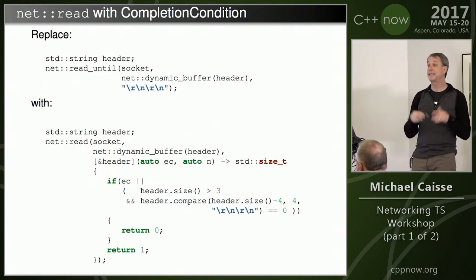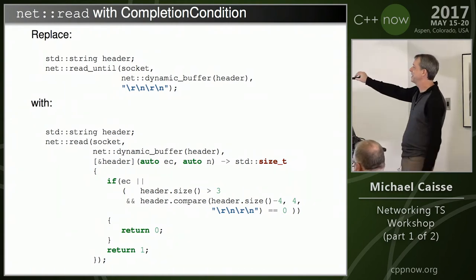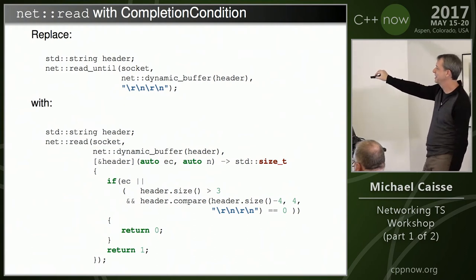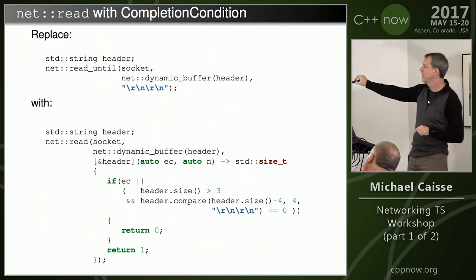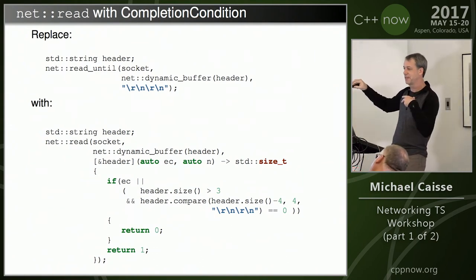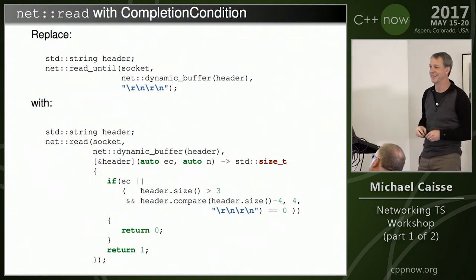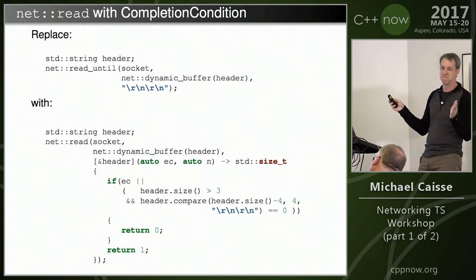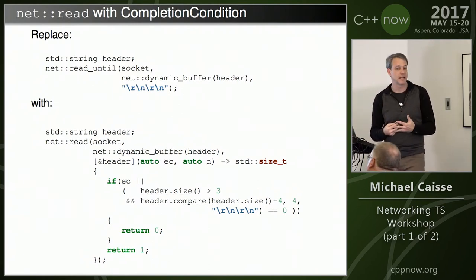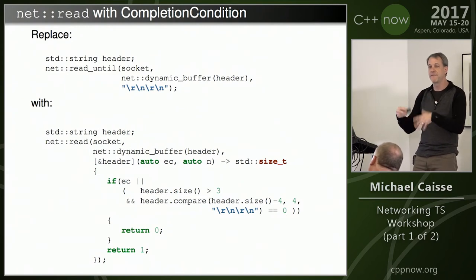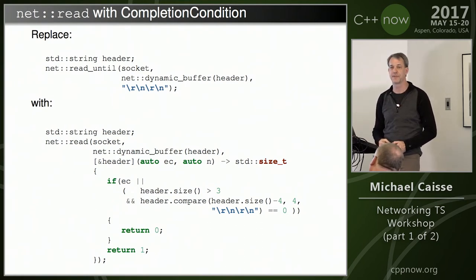All right, so let's be completely inefficient. Let's do this one byte at a time. Here is going to be my completion condition: if there's an error code, then I want to stop. Or if the size that I've read so far is greater than 3 and the last 4 bytes look like the thing I'm looking for, then I don't want to read anymore. Otherwise, read the next one in. Completely inefficient, but it would get the job done, right? So this is how a completion condition works. It allows us to provide these predicates that evaluate something before I do read some again, and then tell me how many bytes to read in the read some that's coming up. So it gives us some fine control.